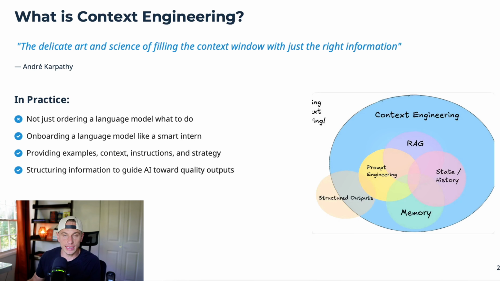You're saying, hey, here's the outcome we want. Here's the process for how we do it. Here's what it looks like when we did it in the past. Now you try with this. So you think of it like AI is your intern. You provide examples, context, instructions, strategy, and you structure information to guide the AI towards quality outputs.